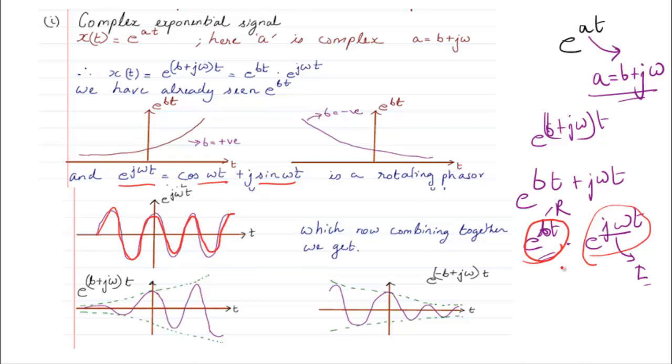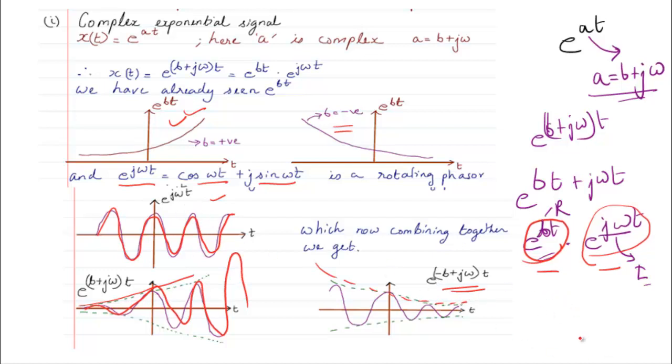Now if I want to multiply both of these, what you will find is that if the value of b is positive, you multiply these two, and you can see that the amplitude of the sinusoidal wave will keep on increasing as time goes forward. Whereas if it is multiplied with a negative b, as written here, then you will see that it is exponentially decaying.